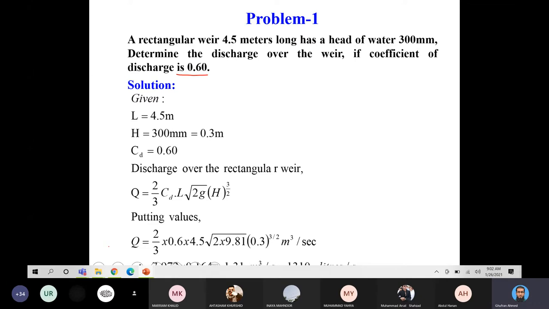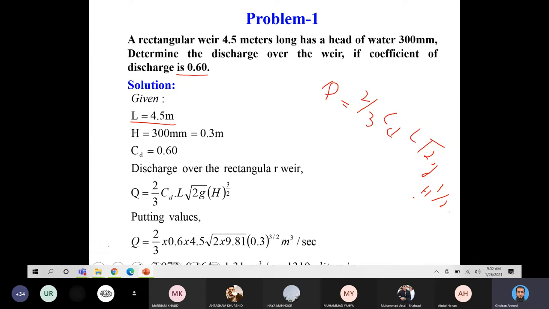So length of the weir is given. First of all, you should write the formula, which is 2 by 3 Cd L under root 2g H power 3 by 2.